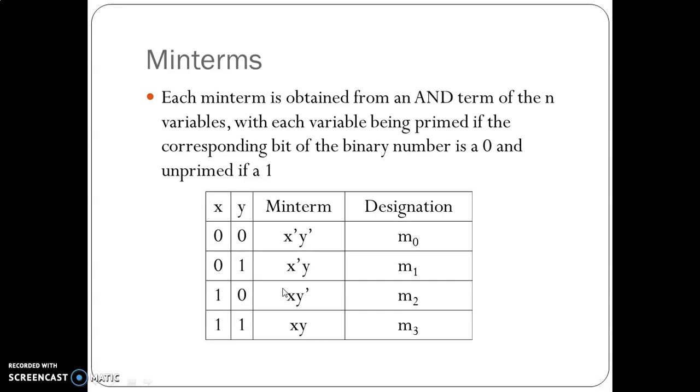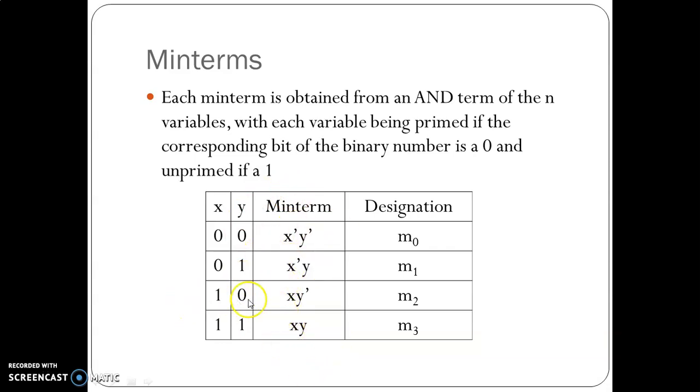Minterm. A binary variable may appear either in its normal form or in its complement form. Now let us consider two binary variables x and y which are combined using AND operation. Since each variable may appear in either form, there are four possible combinations: x bar y bar, x bar y, x y bar, x y. Each of these four AND terms is called a minterm or standard product term.